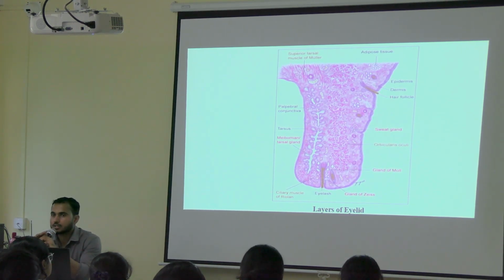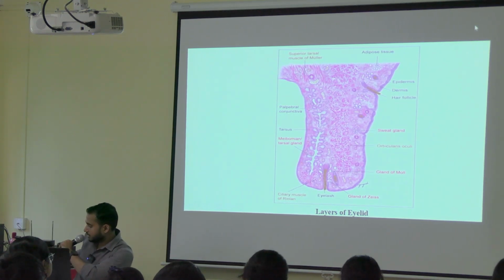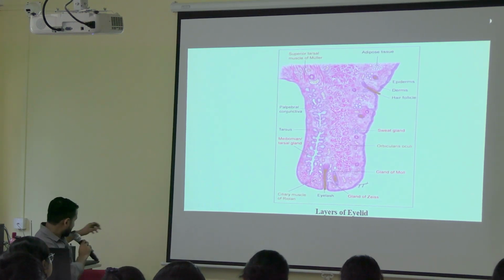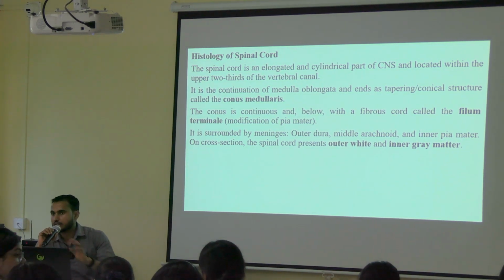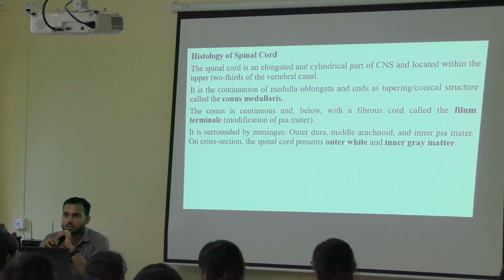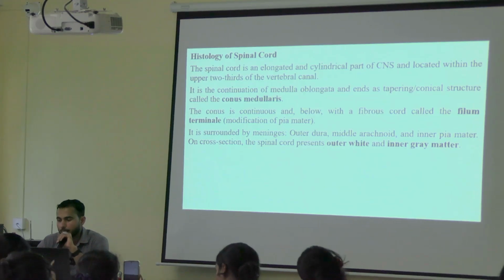Okay, so only these two structures from the eyeball. Next structure is the spinal cord. The microscopic structure of the spinal cord is very easy. It's not that simple, though. The gross structure of the spinal cord is very difficult, very complicated.